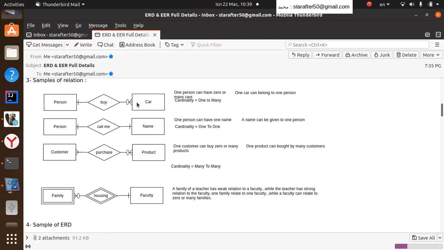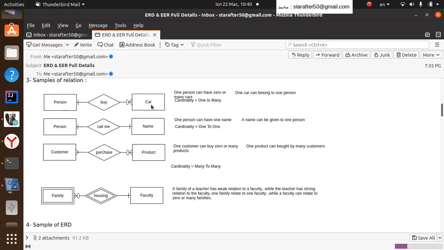One person could have zero or many cars. So this shape is for the zero, and this crow's foot represents many. So this person could have zero or many cars. This is the ordinality, the minimum connection, minimum relation, and the many is the cardinality, the maximum. So one person could have zero or many cars.